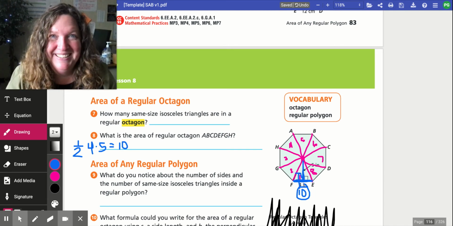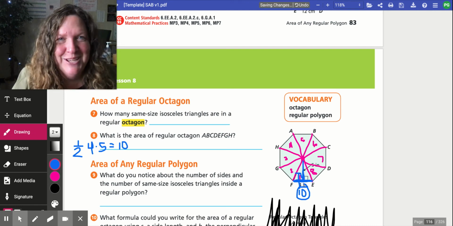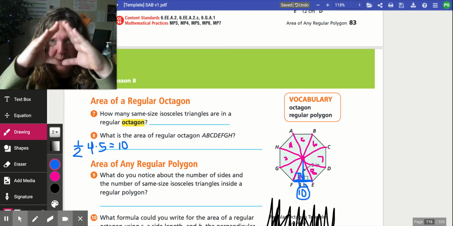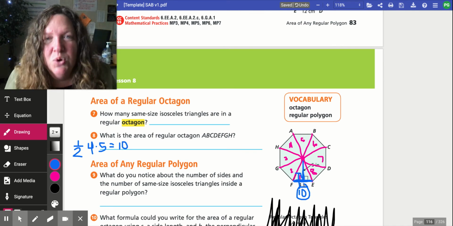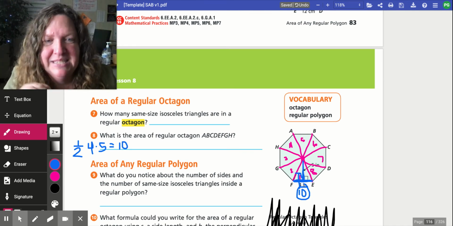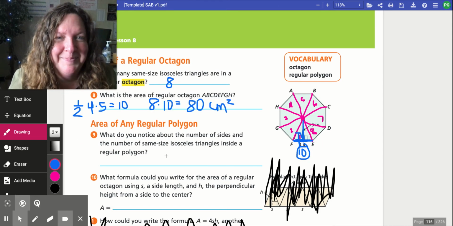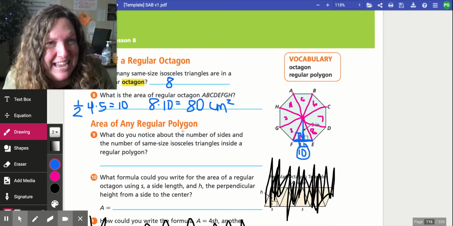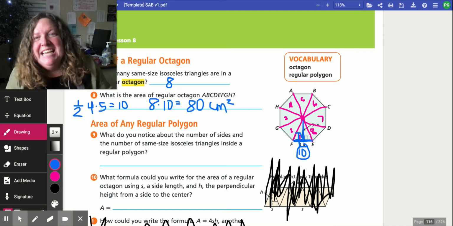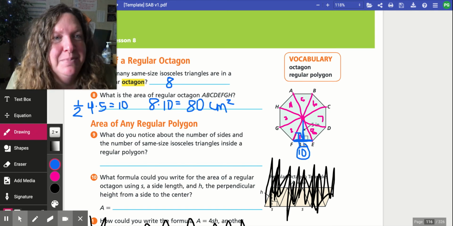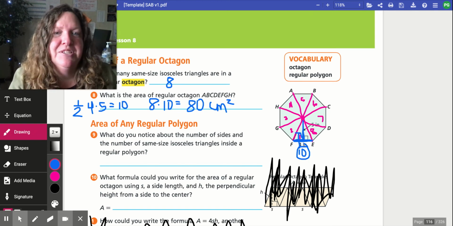Are we done? We're not done. Pause and see if you can figure out if one of those triangles is 10, what is the whole hexagon? Pause and figure it out. All right, you knew there were 8 triangles. Each one is 10 square centimeters. So 8 times 10 is 80 square centimeters.